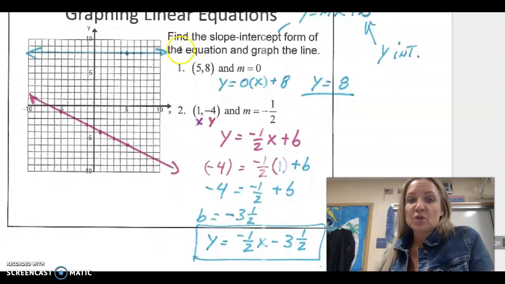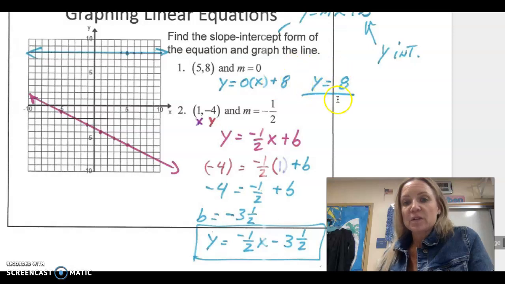Okay, so for the first one, we have a point at 5, 8. So you go 5 to the right, up 8, put your point, and the slope is 0. 0 means you don't go up any or down any. You're just going straight across. That's a horizontal line, meaning it's 0x plus 8. So you can simplify that to y equals 8.